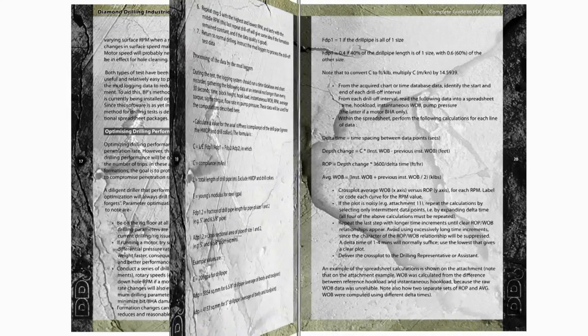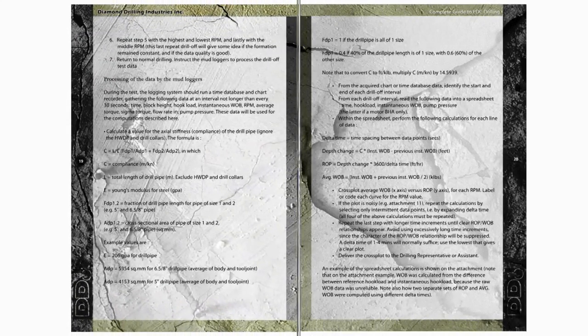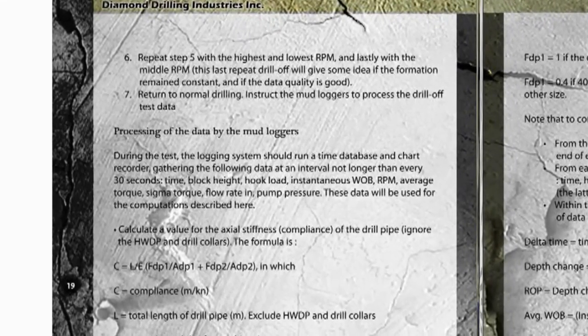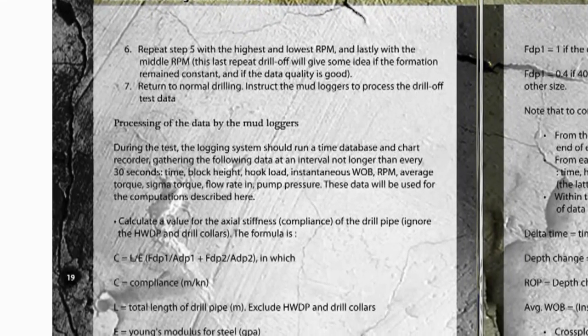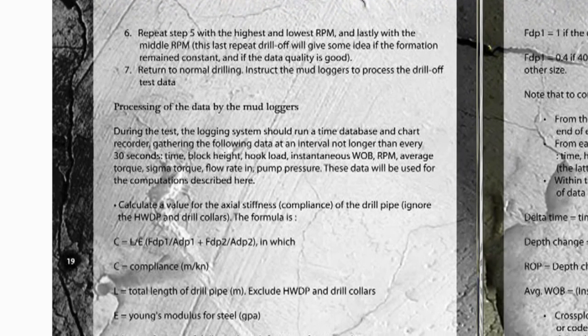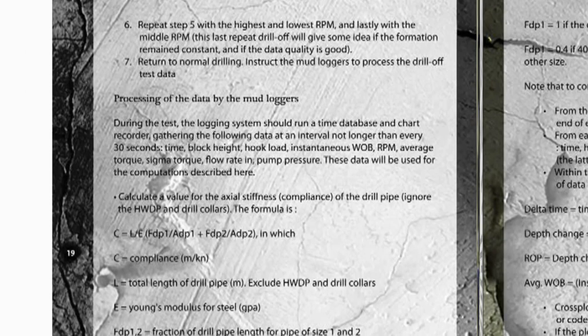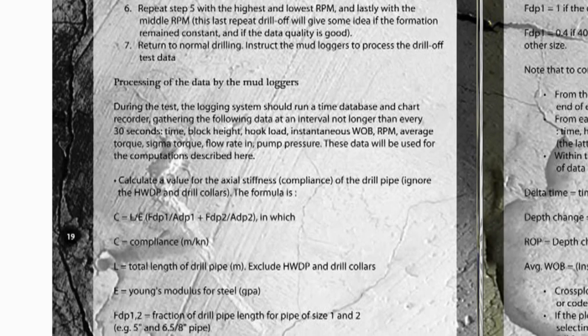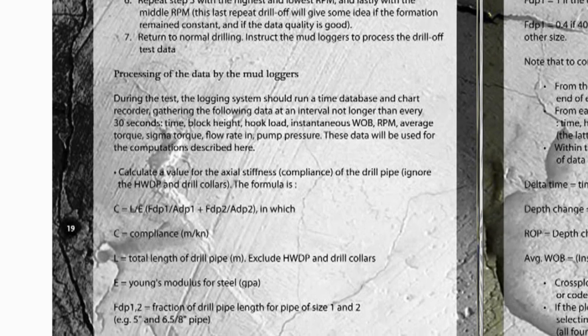6. Repeat step 5 with the highest and lowest RPM, and lastly with the middle RPM. This last repeat drill-off will give some idea if the formation remained constant and if the data quality is good. 7. Return to normal drilling. Instruct the mud loggers to process the drill-off test data.